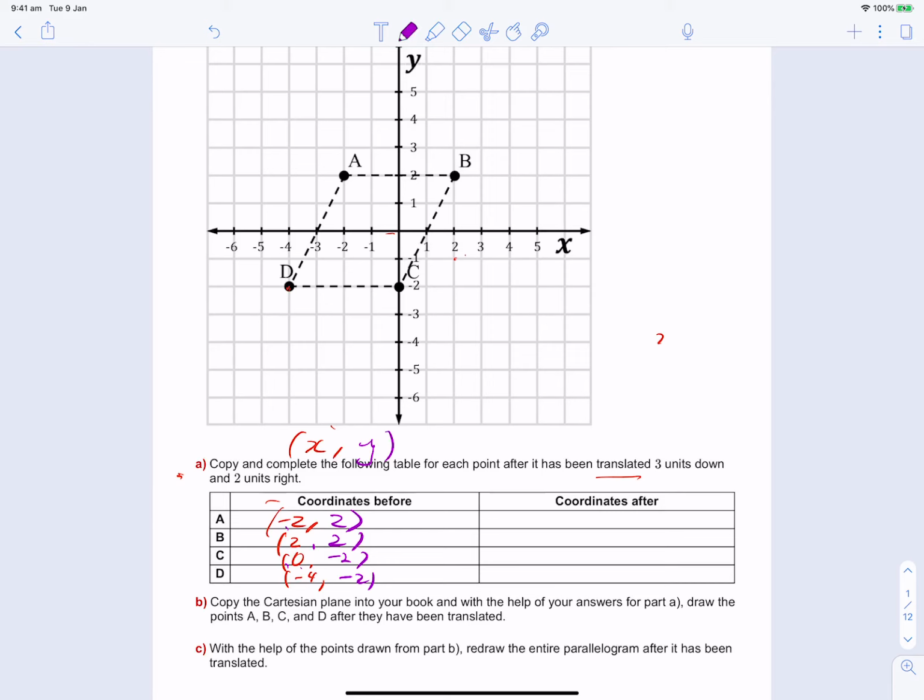Alright. Now it's asking me to translate 3 units down and 2 units to the right. So how do I write this as something I'm going to add to or take from one of my columns? So 3 units down means that I'm changing my y column. I'm not doing anything to my x with 3 units down, but I'm going to go 3 down, which means -3. So if I was this point here, I'd go from here, 1, 2, 3 down. That's what would happen to me. And that's what it looks like in coordinate form.